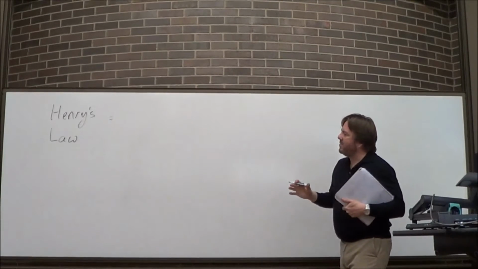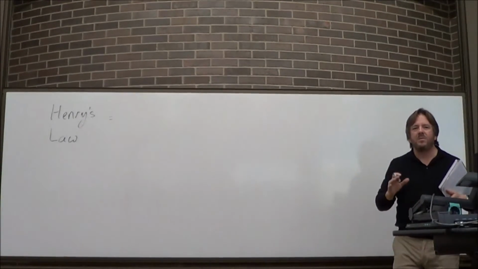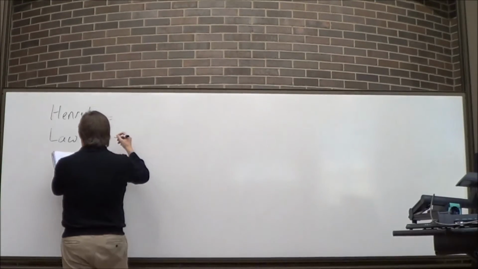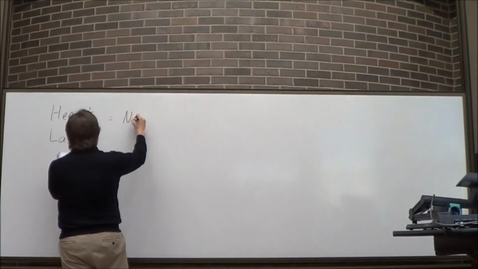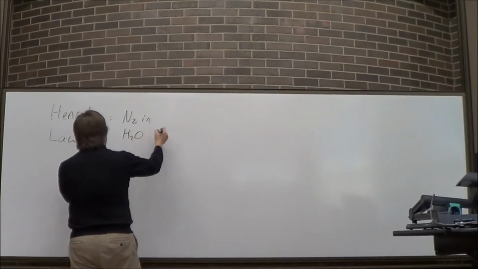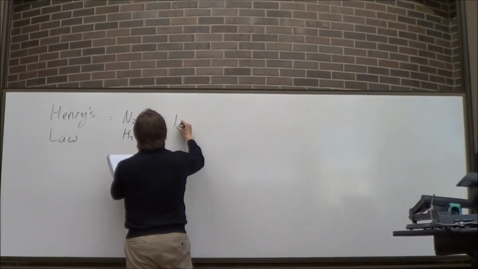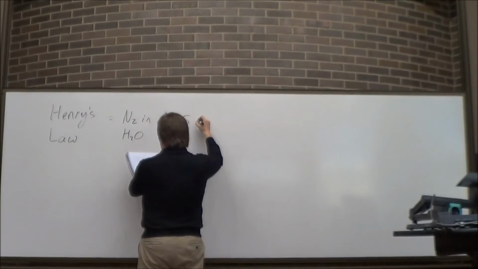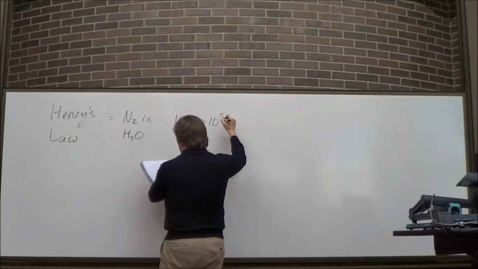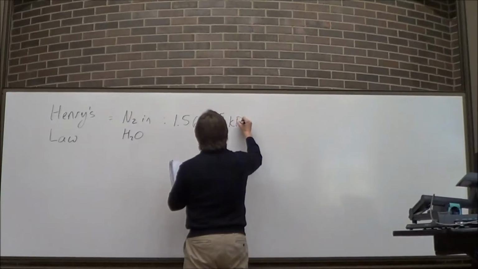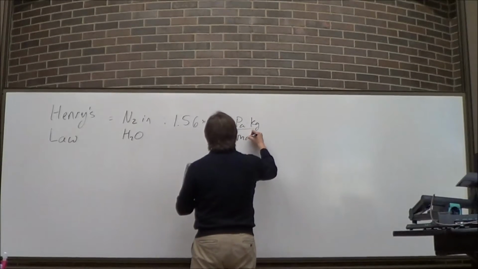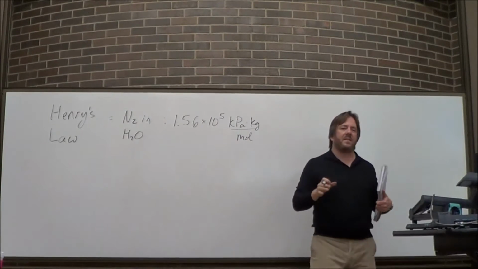Now, what I like about Henry's Law questions is that it comes in a very bare bones form. It comes in the form of a coefficient. In the case of N2 in H2O, it comes in this form. This is all I'm going to give you: 1.56 times 10^5 kilopascal kilogram per mole.